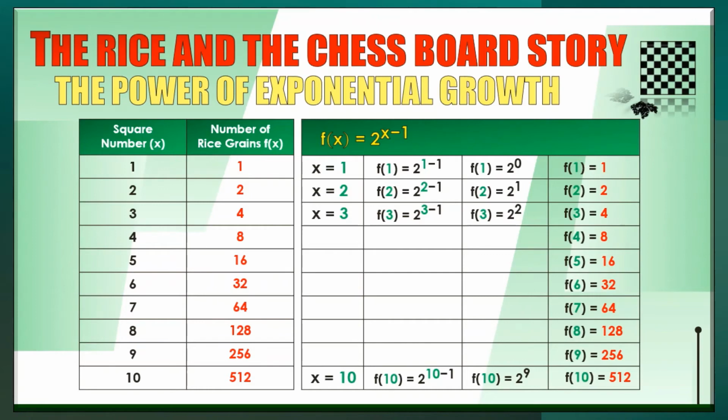The increase of the number of rice grains on the chessboard is an example of exponential growth. And we will be discussing this in detail in the next video, still part of Module 16.